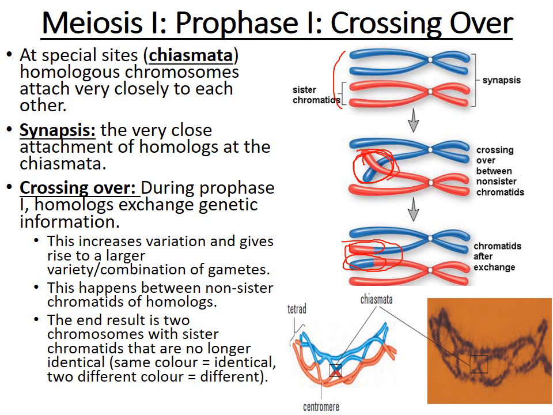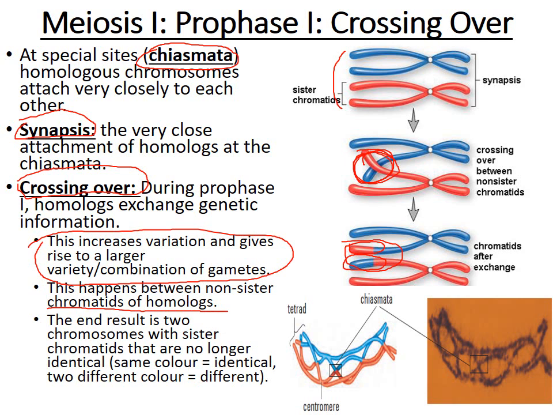So the sites where the chromosomes kind of connect to each other and attach very closely to each other, those are called the chiasma or chiasmata. The actual attachment is called synapsis, and the actual exchange of the information at the chiasmata is called the crossing over. So only homologous chromosomes, though, will do crossing over with each other because they can actually attach to each other. Chromosomes have to be similar enough to recognize each other, to connect to each other, to synapse, and then to cross over afterwards. So again, it leads to much more diversity, and it happens between homologous chromosomes.